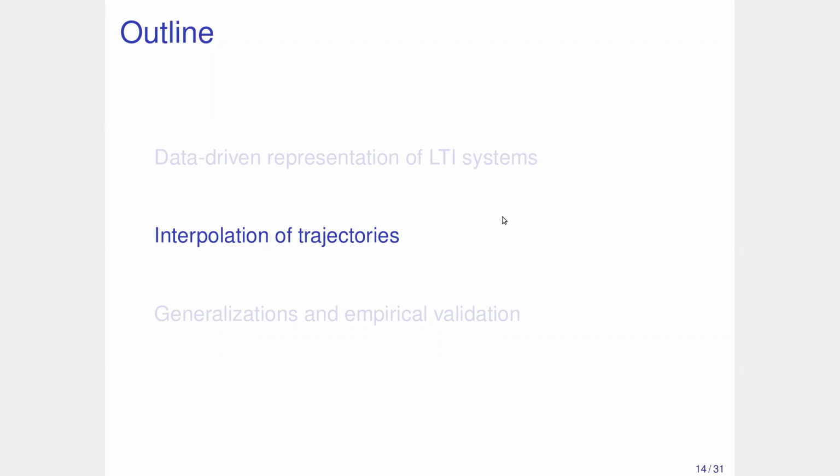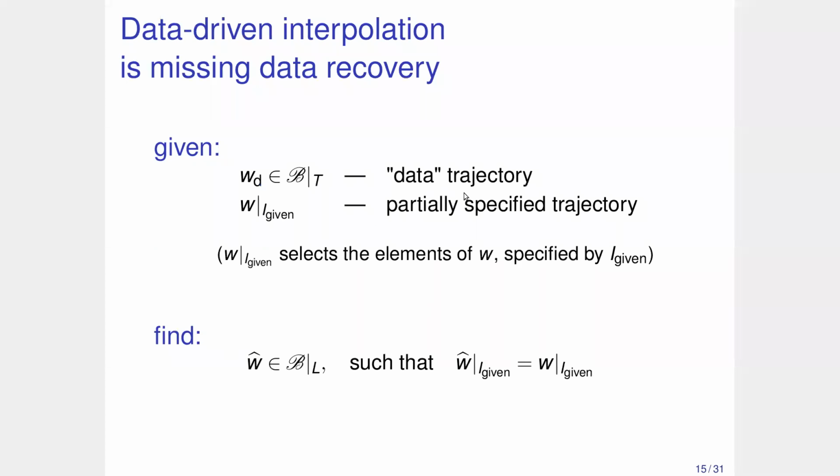questions, then I continue with the second part, which is now exploiting this methodology for solving a problem, and this is the interpolation problem that I started with in the introduction. Now I'll define it more generally. So we have two trajectories. The first one, which I call the data trajectory, is with length capital T. It's generated from an unknown data generating system B.